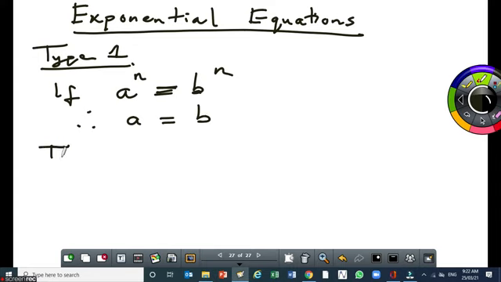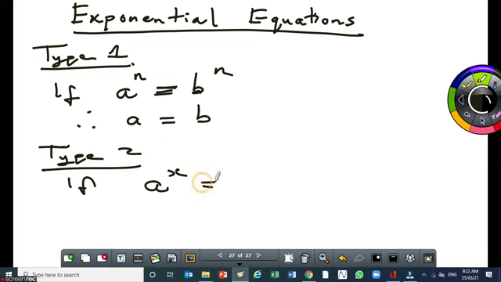Then the second one, which you are most likely to encounter more often, is the type 2 one. Here I'm going to change the variables a little bit. If you've got a to the power of x equal to a to the power of y, whereby the exponents are different but the bases are the same, you can conclude that since the bases are the same, x will be equal to y.